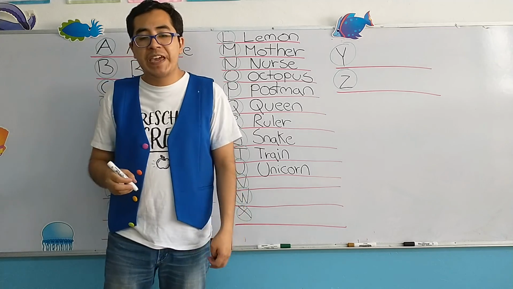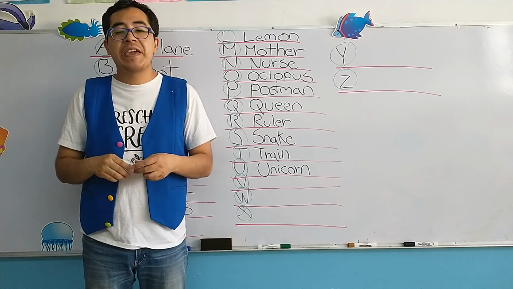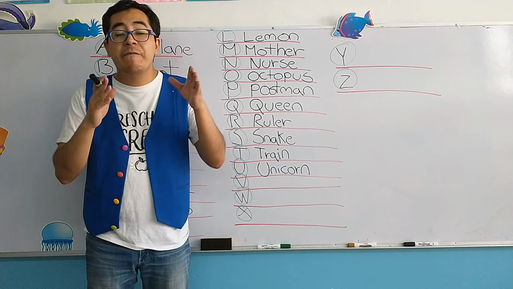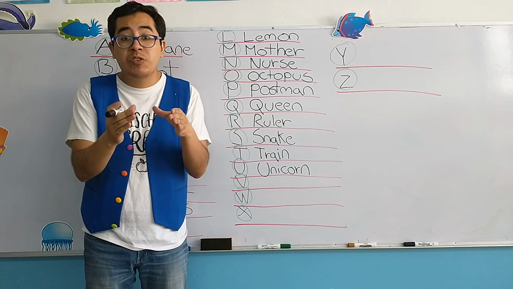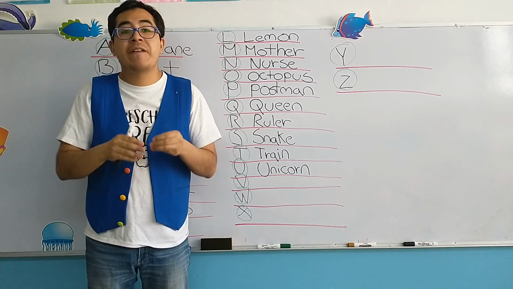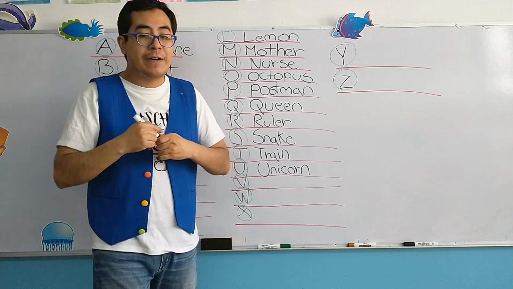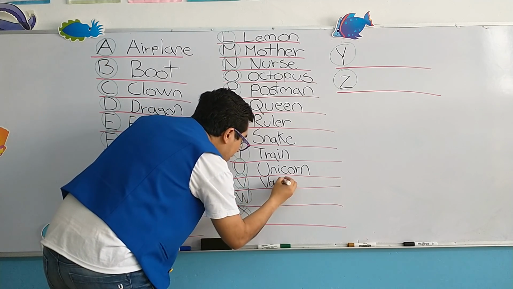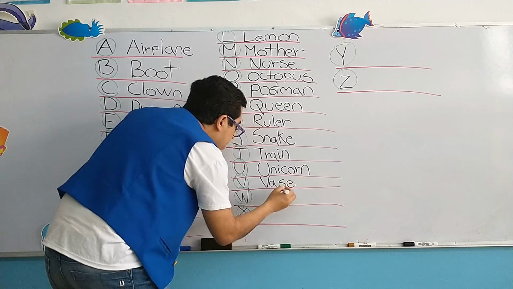For capital V, we have vase. Now remember, the vase is an object in which we put flowers, okay? Recuerden, vase, un jarrón. Capital V, A, S, and E.